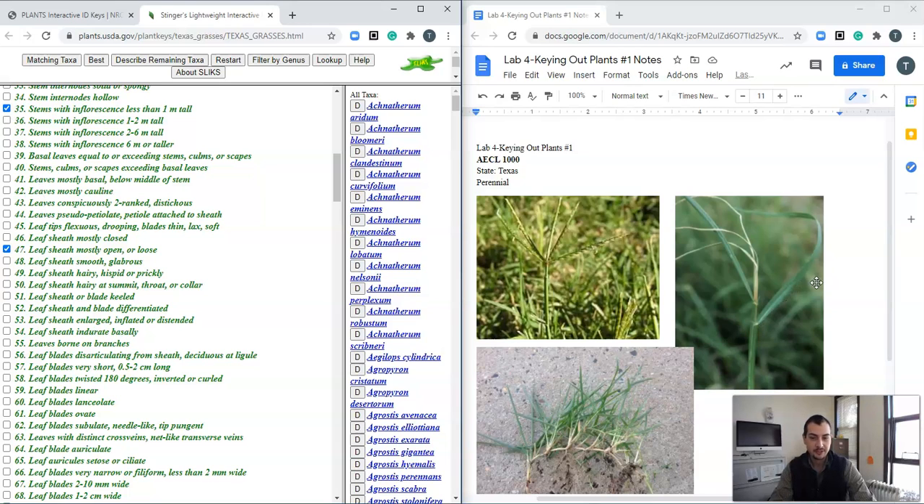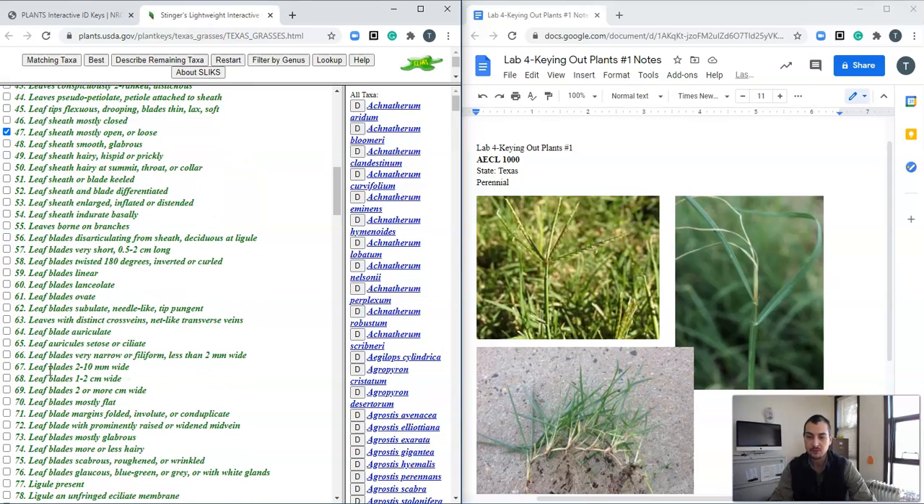We said that the leaves are pretty flat. So we're going to come down here, and whenever we're talking about these leaves, they're going to say leaf blades are mostly flat. Another thing we're going to notice is that these leaf blades are linear. They're going to be kind of following in a line. Like a lot of our monocots, they have those parallel veins. They're going to be that linear plant. So let's go ahead and click on that.